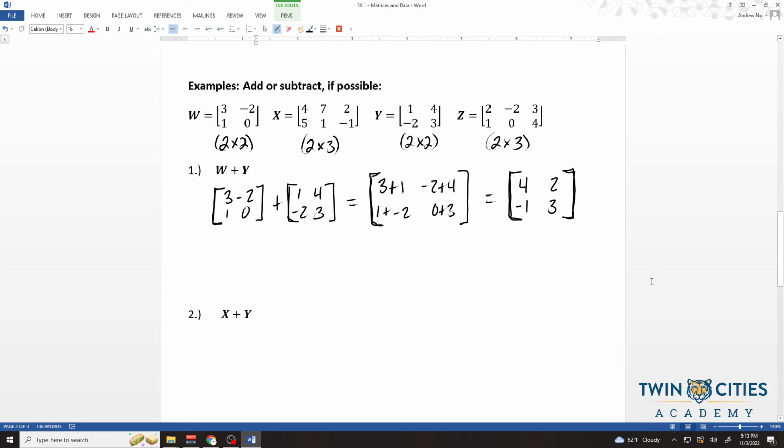Okay, what about number 2, X plus Y? When I look at X, it's this matrix right here. It's a 2 by 3. And Y is this matrix right here. This is a 2 by 2. Note, they do not have the same dimensions. Since they don't have the same dimensions, I cannot add these together. So I'm going to put no solution, cannot add these matrices, as they have different dimensions.